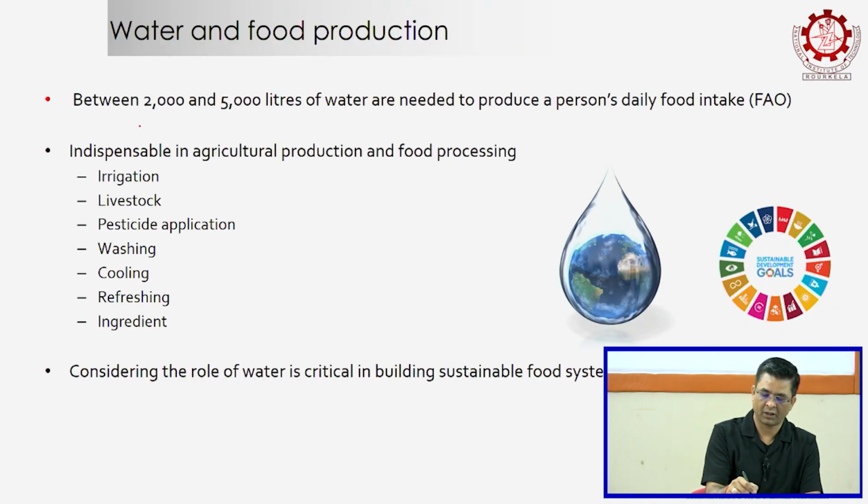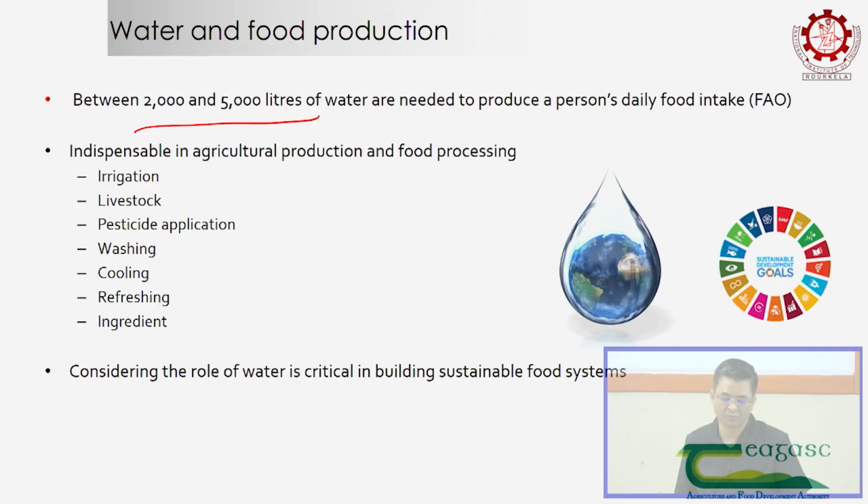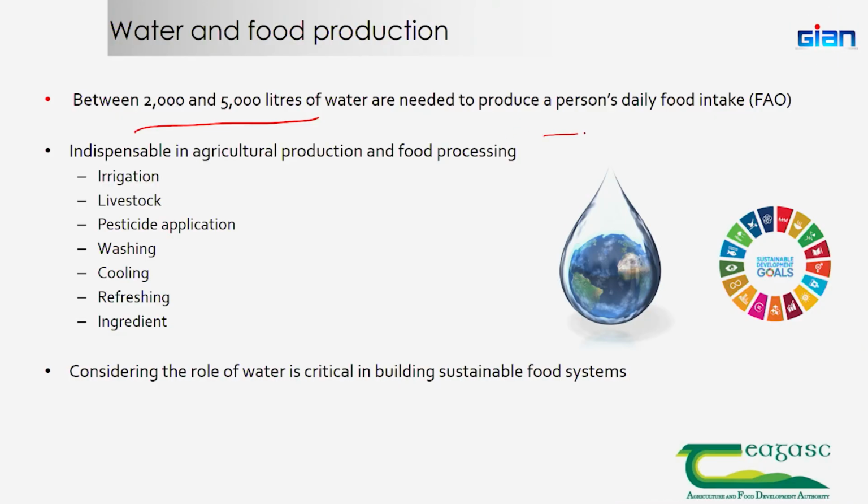If you see, water between 2000 to 5000 liters is needed for everybody's food intake. So this is roughly the amount of water required per day per person. And the amount of fresh water is limited. And you need water for irrigation, livestock, application of your pesticide, washing, cooling, refreshing ingredients.